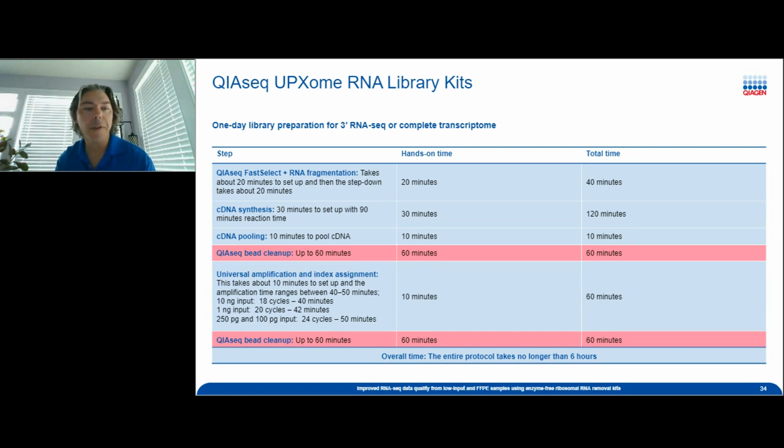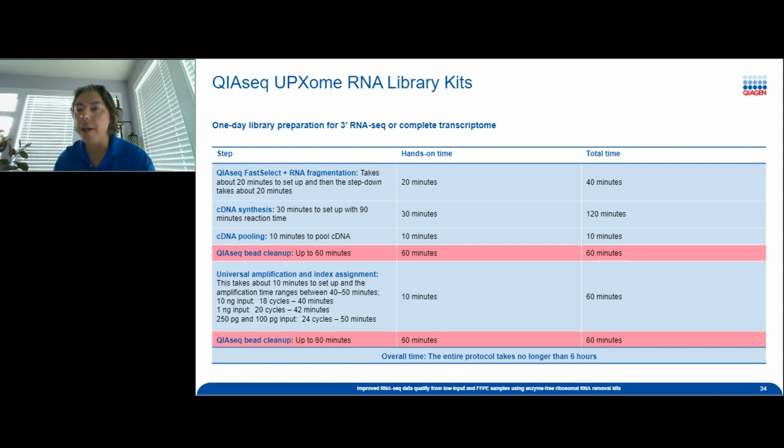For cDNA synthesis, we use a template switch method here, which we find is a lot more sensitive than some of the other methods. You choose which primers you want to use in the kit, whether it's an oligo dT, a randomer, or mix them together for complete transcriptome coverage. We use about 30 minutes to set up all the reactions, and about 90 minutes to do this cDNA synthesis. So a lot of time to play on the internet, whatever you want to do.